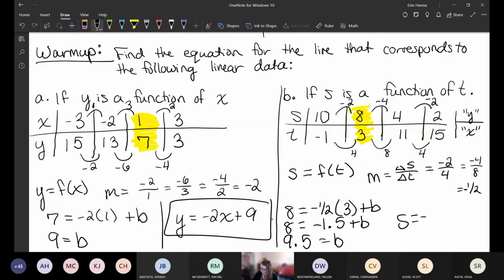So s would be -1/2 t plus, I'm going to change 9.5 over to a decimal just because I wrote the other thing as a decimal, but if you mix and match it, it's really okay. But that would be 19 over 2.